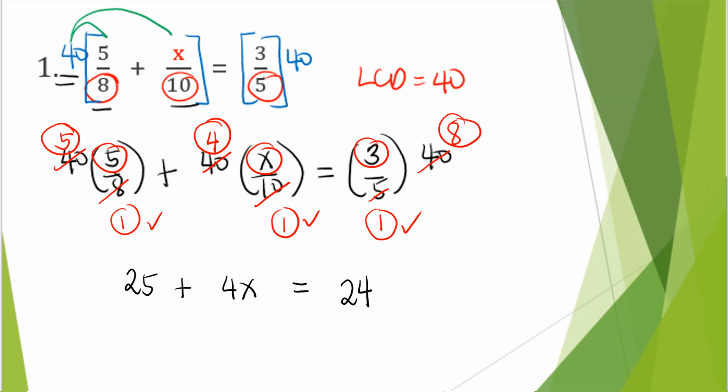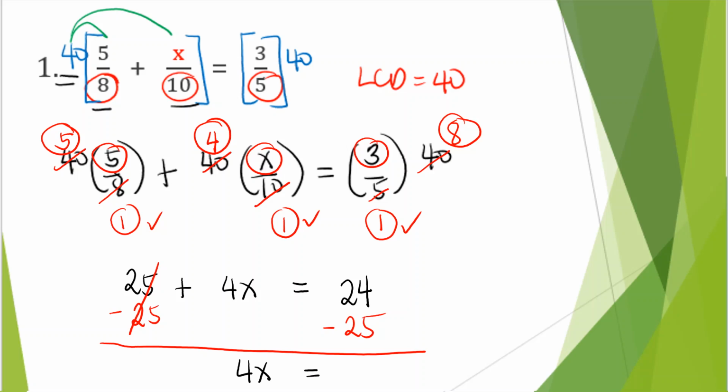The next step is to solve the equation. So to solve the equation, we can start by adding negative 25 to both sides of the equation. Cancel. So we have 4x is equal to 24 plus negative 25 is negative 1.